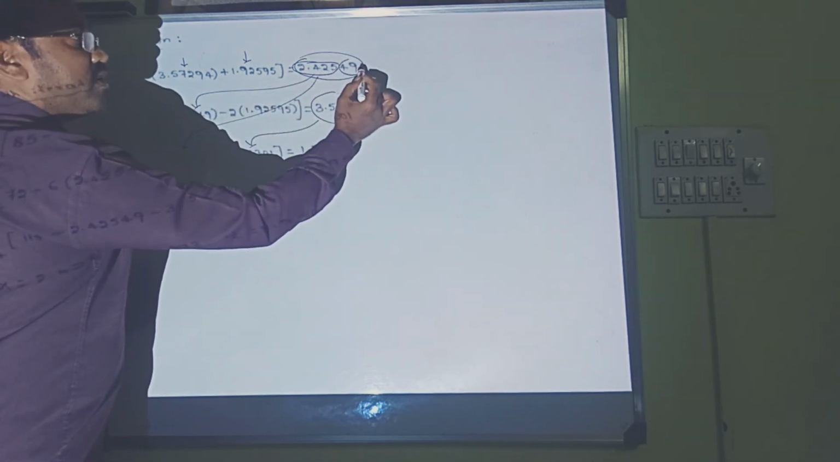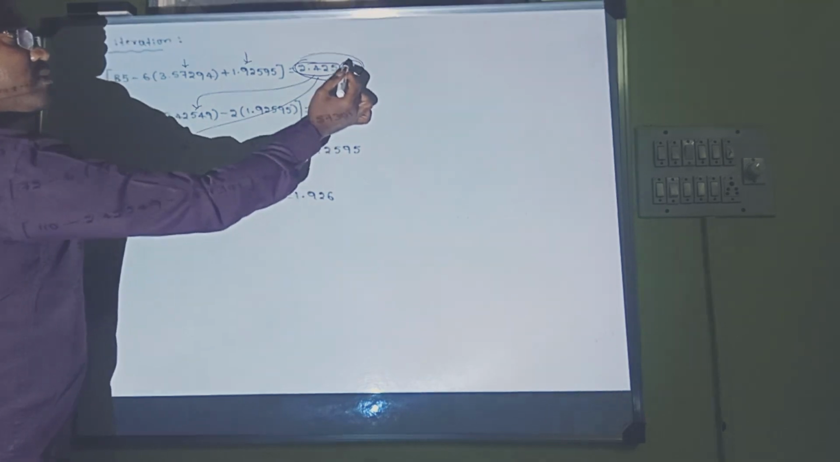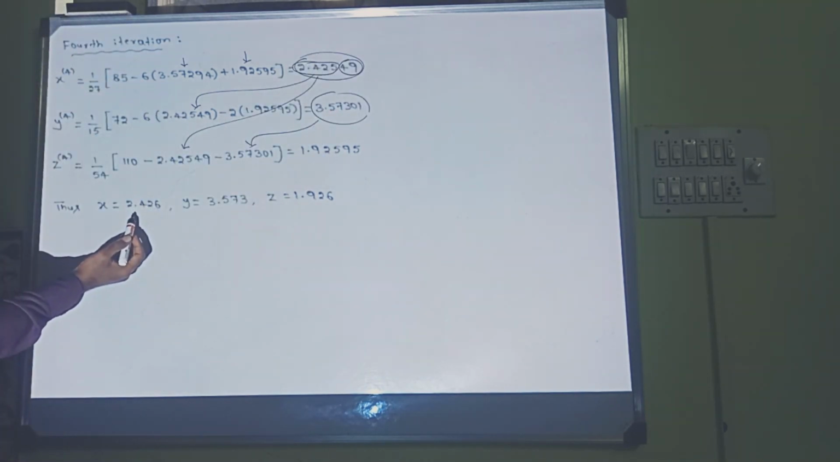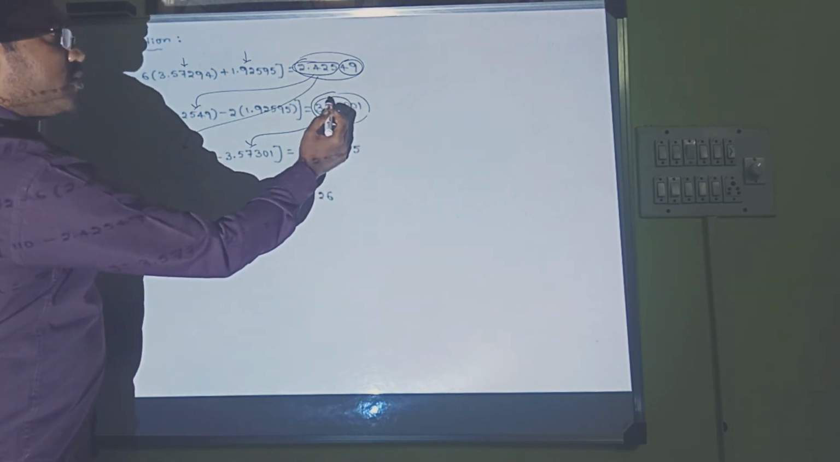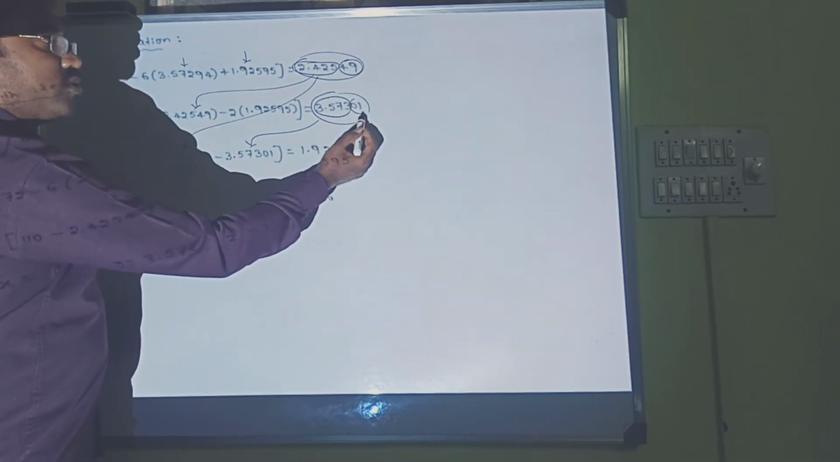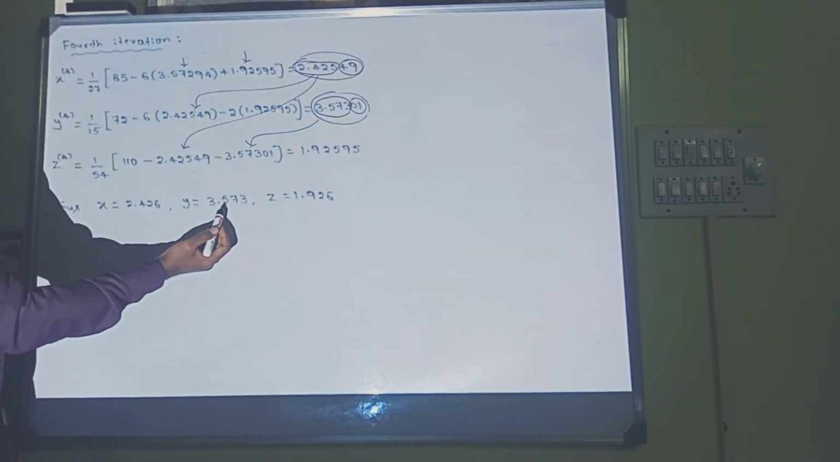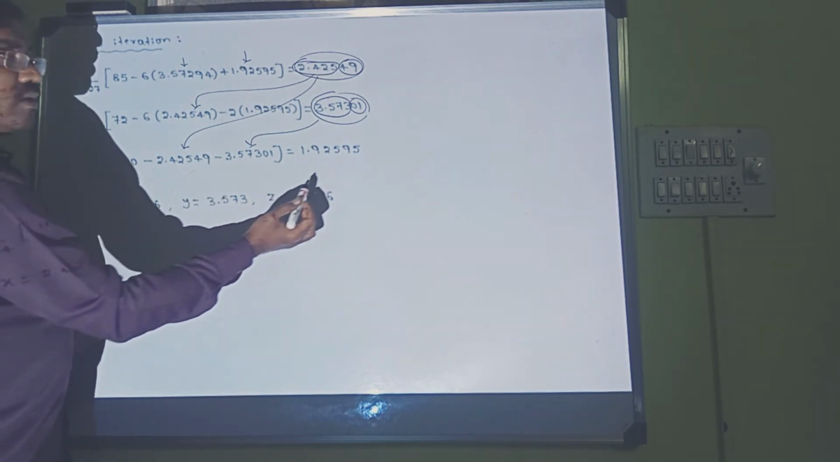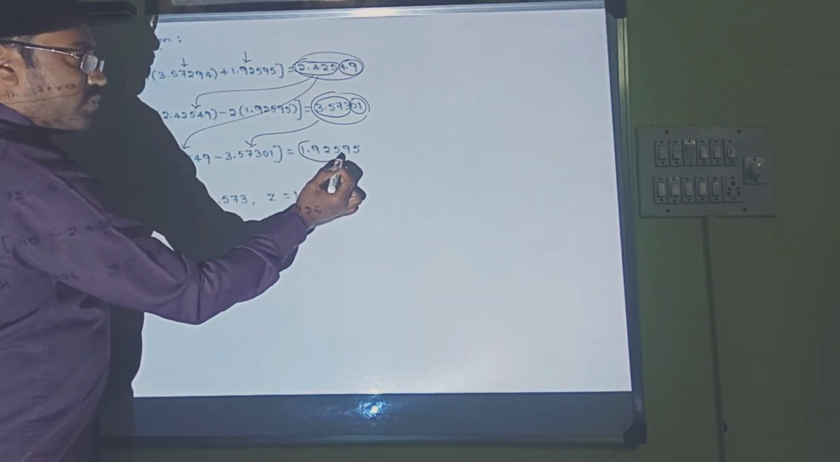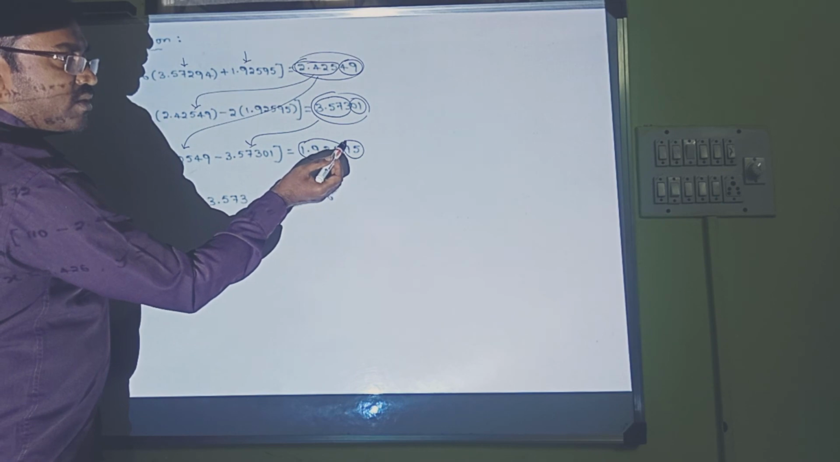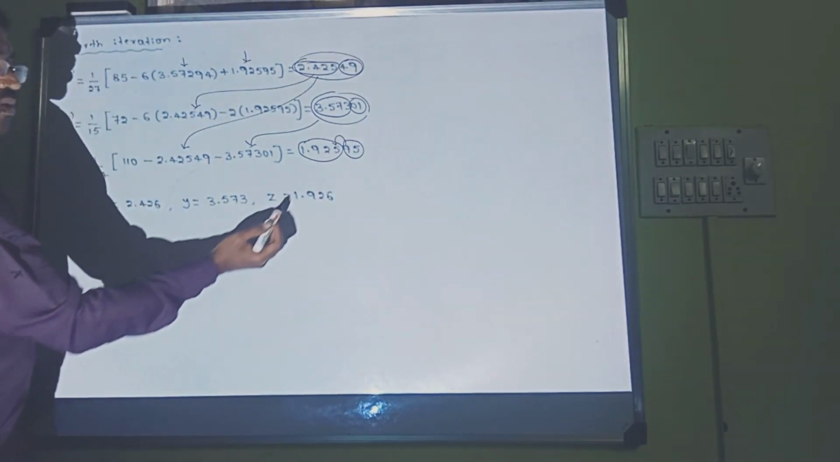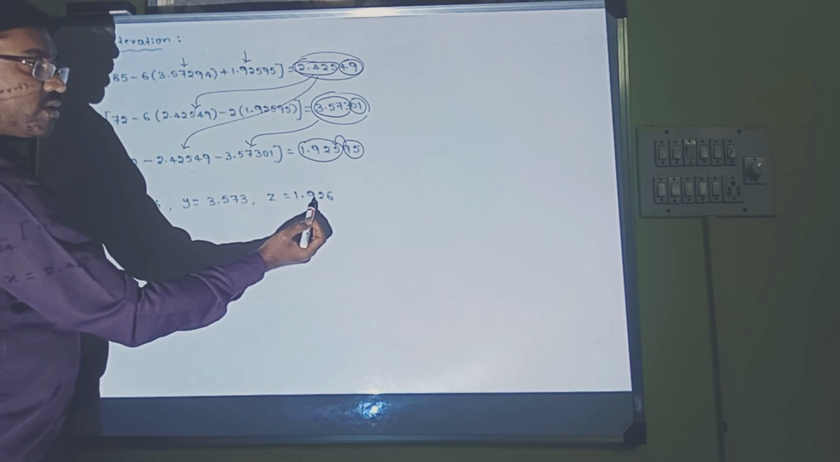Since this is 49, you can write it as 2.462. And here, when you correct this up to 3 decimal places, since this is 0, 1, we can write it as it is, 3.573. And when you correct this to 3 decimal places, since this is 95, or since this is 9, we give one increment to this and we write z is equal to 1.926.